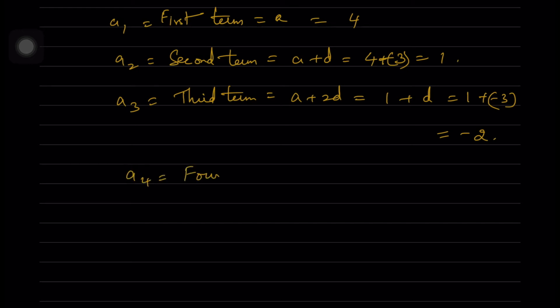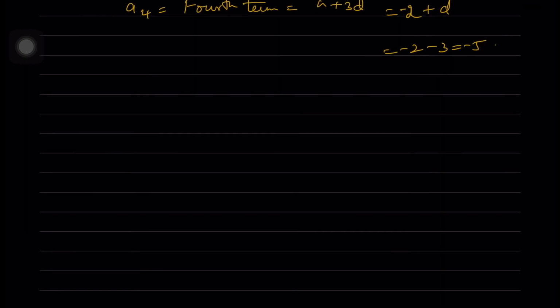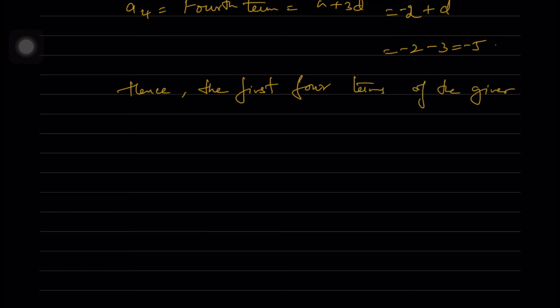Then a4 is equal to the fourth term, which is equal to a plus 3d, which is equal to minus 2 plus of minus 3, which is equal to minus 5. So the first four terms of the given AP are 4, 1, minus 2 and minus 5.